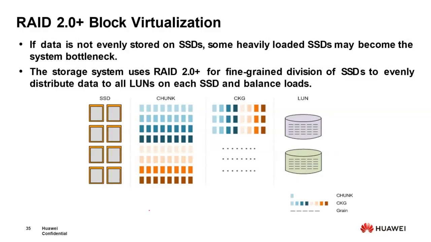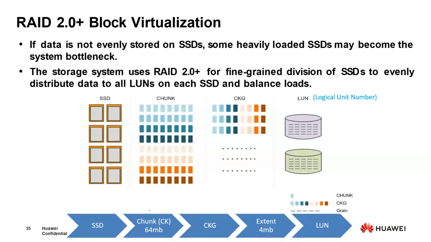So basically these chunks will be given numbers that will be used to identify them. Therefore, if a chunk is missing, you can recover it from another disk or from the logical disk as fast as possible, because not just that it is a small unit, but it is also identified with an address. So this is the idea of RAID 2.0 Plus.